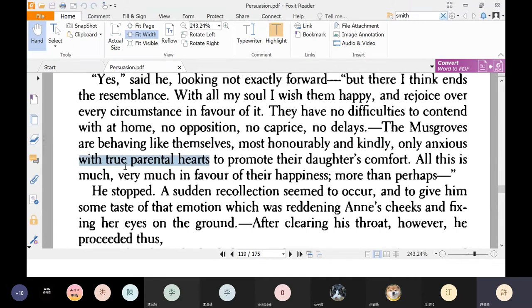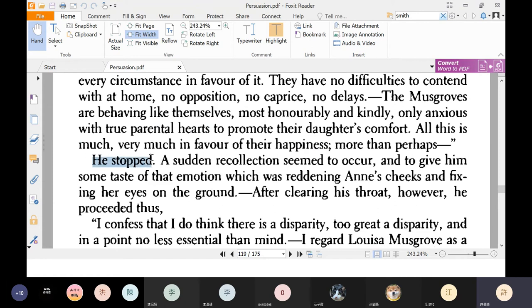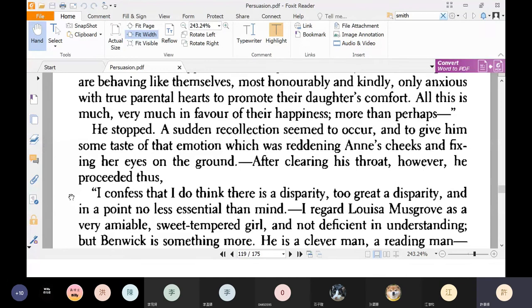"Only anxious with true parental hearts to promote their daughter's comfort. All this is much, very much in favor of their happiness. More than perhaps," he stopped. "A sudden recollection seemed to occur, and to give him some taste of that emotion which was reddening Anne's cheeks and fixing her eyes on the ground." So when he says more than perhaps and stops, he remembers something. And Anne also remembers something, because that's what's making her cheeks red and making her unable to look at him. She has to look at the ground. She's embarrassed. So what do they both remember?